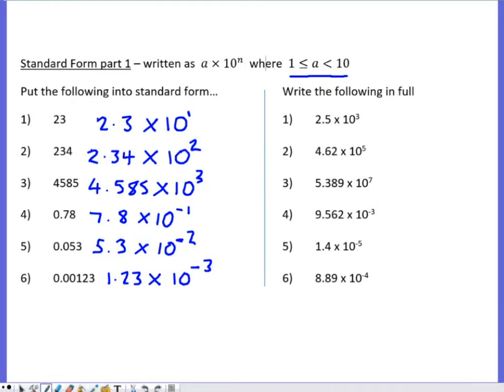This time, we're going to work backwards. You're given the question in standard form, and you're going to write it in full. Take this first example, 2.5 times 10 cubed. 10 cubed is 10 times 10 times 10, which is 1,000. So the question becomes 2.5 times 1,000, which gives us 2,500.